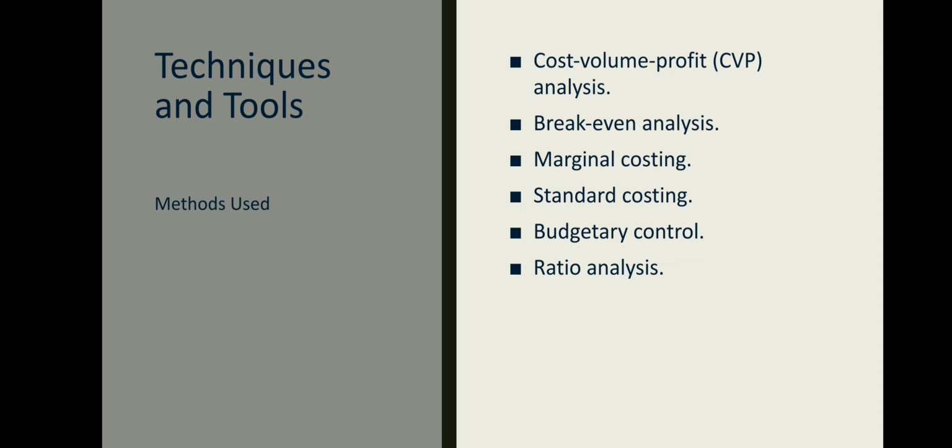Next one is standard costing. Standard costing is also a technique which is used to analyze the variance between the standard cost and the actual cost. If the organization sets a standard cost and there is the actual cost which really happens, both are compared, and if there is any variance between them, then the organization has to take corrective measures to correct them. So standard costing is used there.